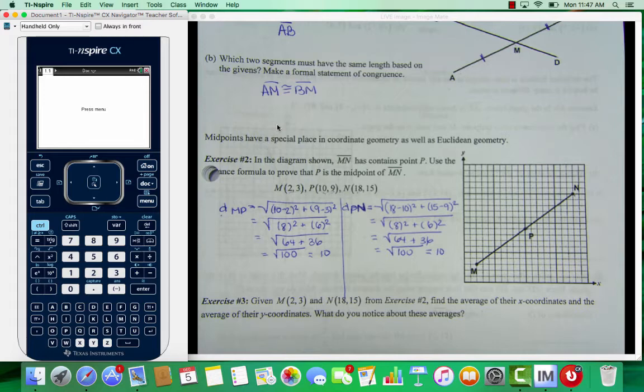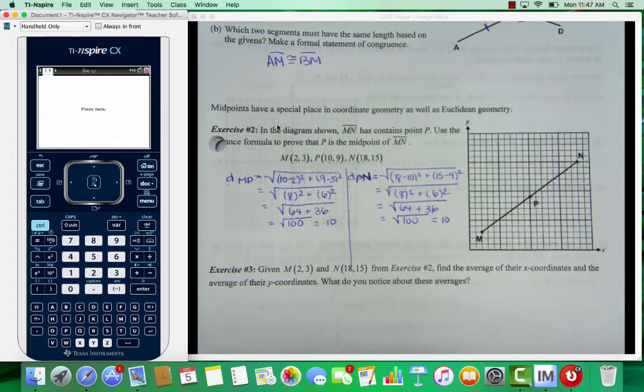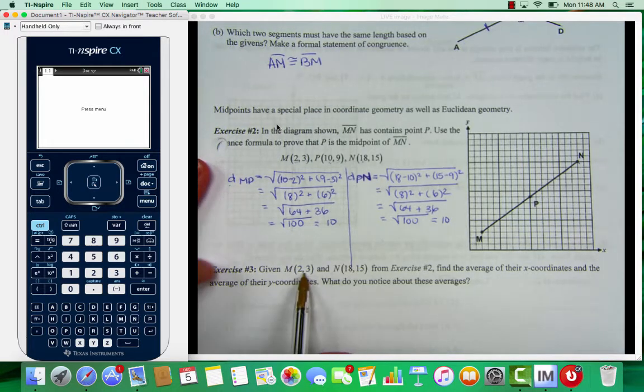All right, so our third example, we're given 2 points, M and N, and those are the same points that we had in exercise 2. And we want to find the average of their x coordinates and the average of their y coordinates, and then it says, what do you know about these 2 points? Well, average is when you add things up and divide by how many you have. So if I were to find your test average, I would add up all your tests and divide by the number that you have.